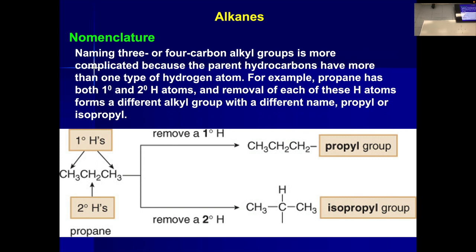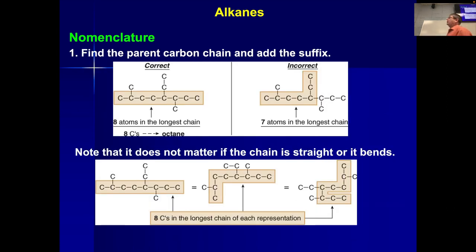So let's skip that. That's on naming alkyl groups. So let's look at an example. Find the parent carbon chain here. If you look at this, the way these carbons are arranged here and here is identical. But I could go 1, 2, 3, 4, 5, 6, 7, 8, or I could go 1, 2, 3, 4, 5, 6, 7. I could have also done 7 that way. 8 beats 7 every day. So this is going to be an octane parent.